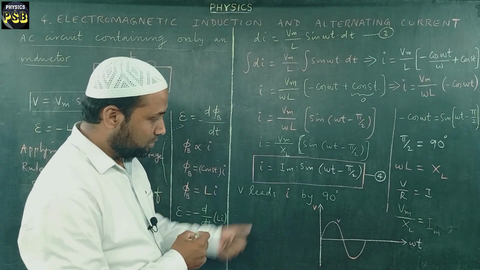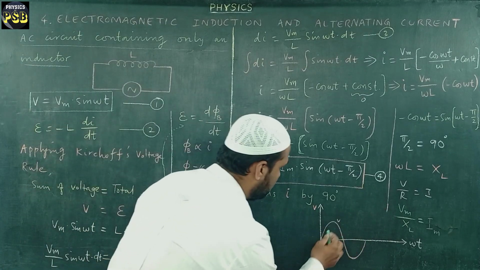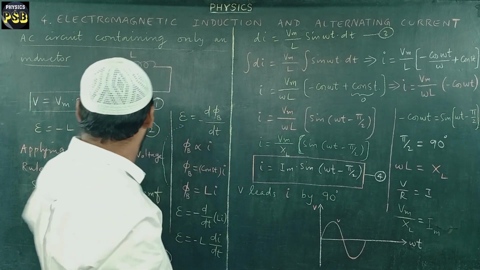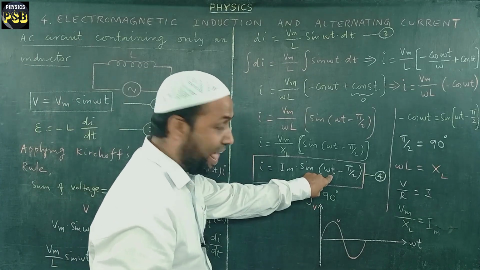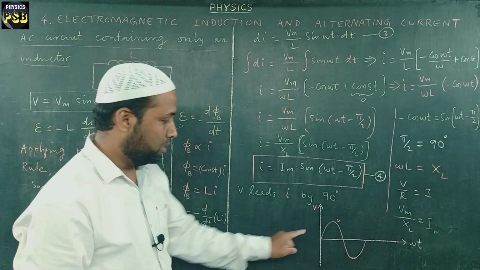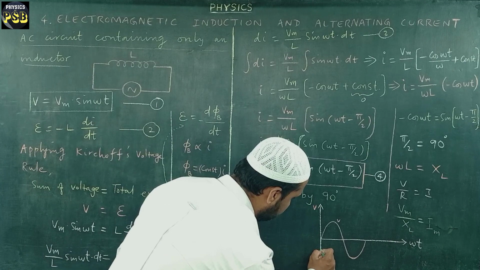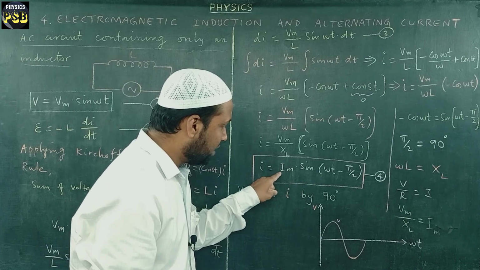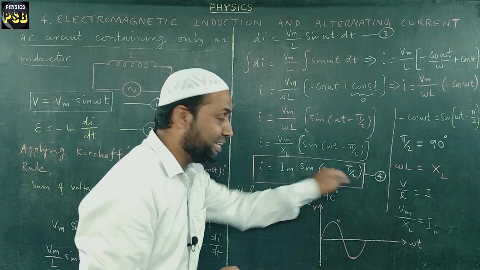Now I am going to represent the current in the circuit. For that, according to this equation, when voltage is at 0, the current will lag behind the voltage by 90 degrees. So when it starts here, look at this carefully how I draw it. At that particular time, the phase angle of the instantaneous current is at a minus 90 degree angle.